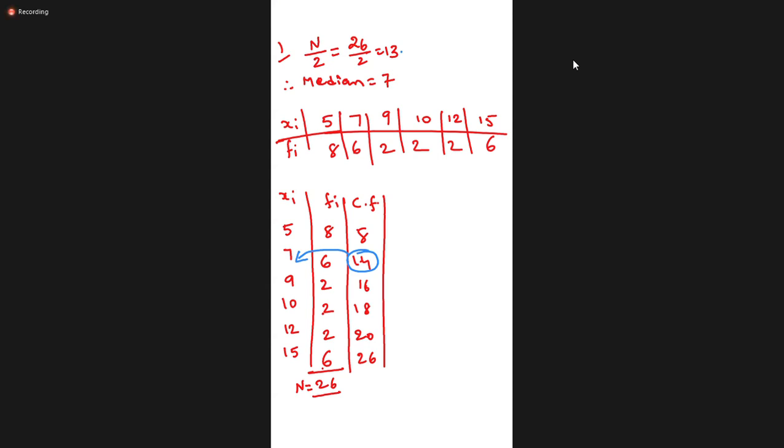Now we have to do mod x minus M, then fi into that. In cumulative frequency, if 13 is also there, what should we do, sir? It won't come like that.